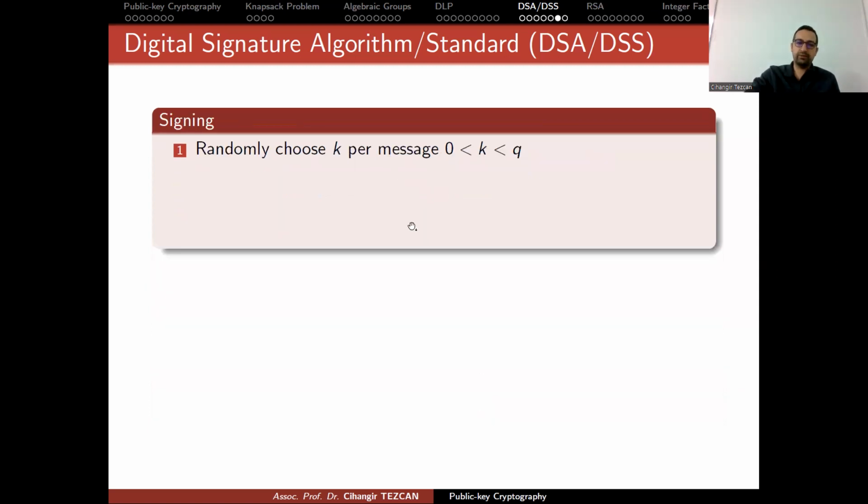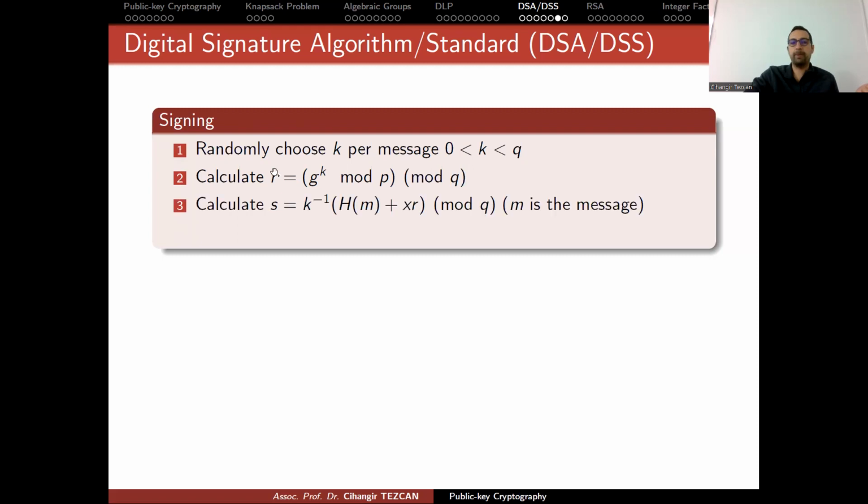So signing works as follows. Anytime you want to sign a message, you have to randomly choose a K between these values, and you should never use the same number again. This should also be kept secret, okay? If you publicly announce it, then your secret key leaks. This is important. So for the signing, for that message, you randomly choose a value K. You calculate the K power of G modulo P, then modulo Q, which returns the value R.